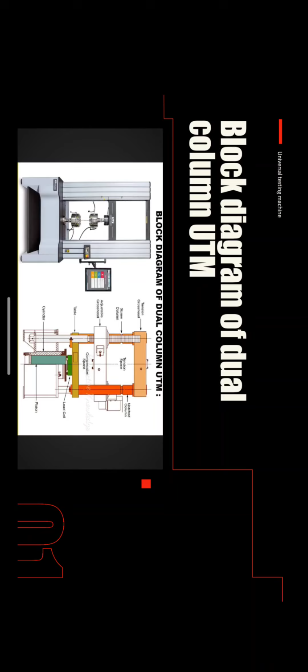Block diagram of a dual column UTM. A robust arch frame structure with two vertical columns for increased stability, suitable for medium to high force testing up to 600 kN or more.